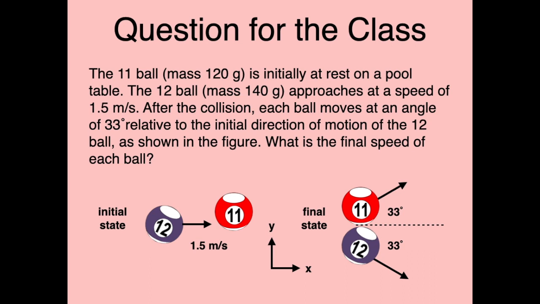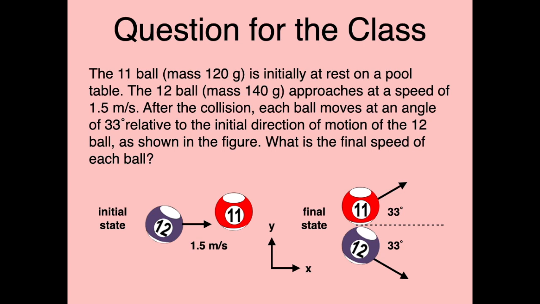The 12 ball, which has a mass of 140 grams, approaches at a speed of 1.5 meters per second. So then the balls collide. After the collision, each ball moves at an angle of 33 degrees relative to the initial direction of motion. So that's shown on the bottom there. You see how each one makes a 33-degree angle with respect to that line that we were initially moving in.